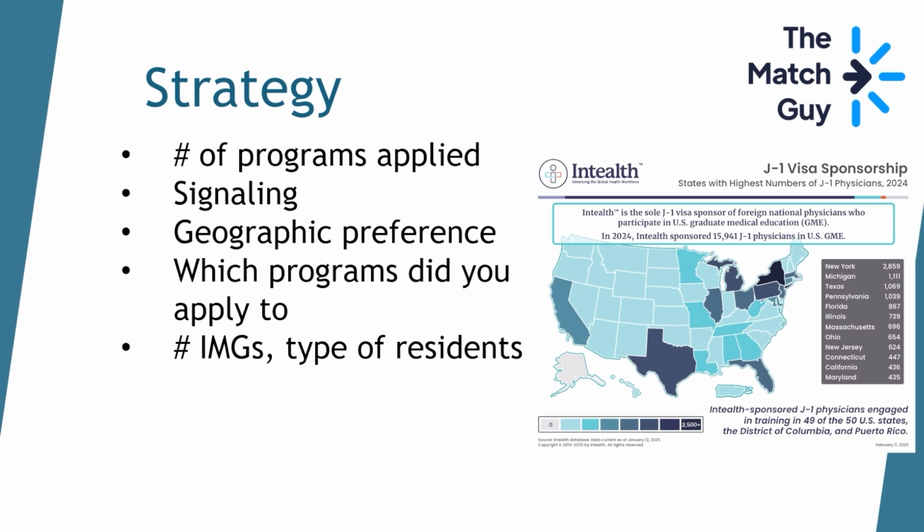That doesn't mean if you apply to the same number you will match. That is the average. So if you have a stronger application, you might consider applying to fewer programs. If you have a not as strong application, you might apply to more programs. Also, cost is very important here. How much can you afford?